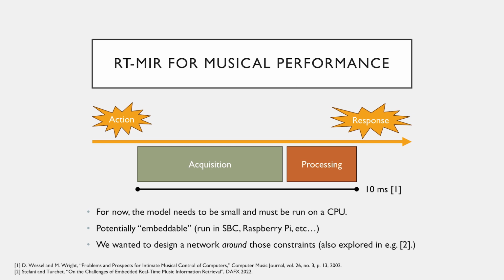The main constraint of real-time musical performance is this: between an action and its response, there should be a latency of around 10 milliseconds with minimal jitter. Furthermore, if we want the model to be deployable in practice, it has to be relatively small so that it can be run on the processors of embedded computers. Our goal was to design a model around these constraints. It would have to acquire only 10 milliseconds of data after the detection of a guitar body hit's attack.